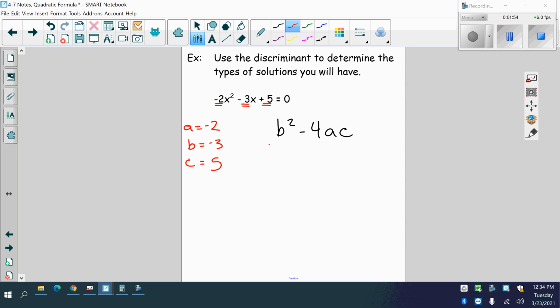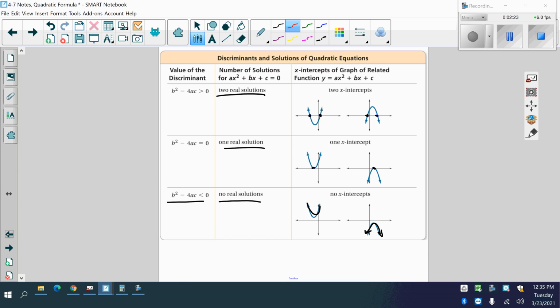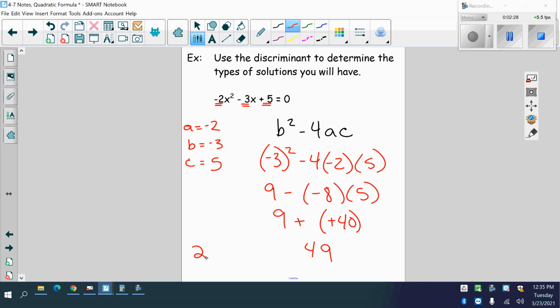So b squared is just -3 squared, minus 4 times -2, which is what a is equal to, times c, which is 5. So I have 9 minus -8 times 5. So I have 9 minus -40, which is 9 plus 40, which is 49. Now what does that tell me if the discriminant is equal to 49? It just tells me that it's greater than 0, which means I have 2 real solutions, or 2 x-intercepts.